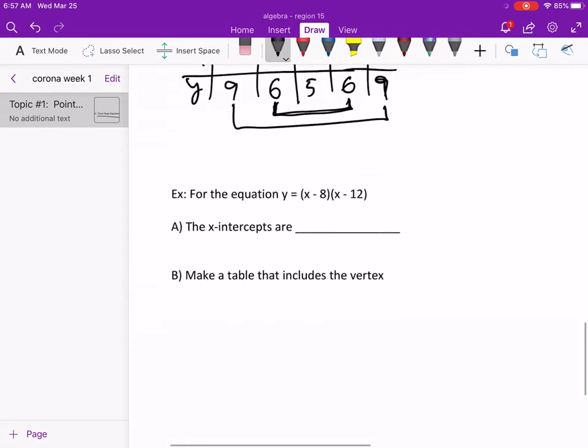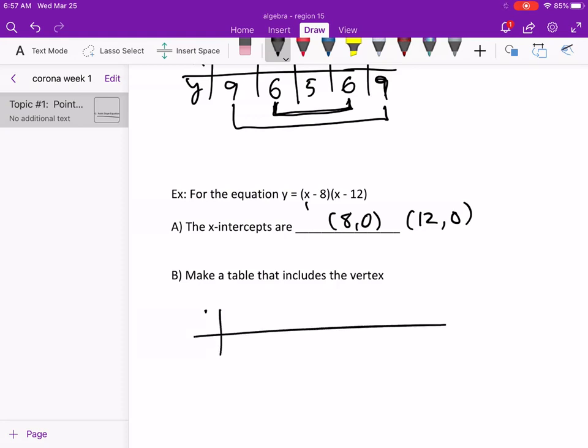For x-intercept form, the x-intercepts, if I plugged an 8 in for x, that would make the right side of the equation 0, or the y value 0. And if I plugged a 12 in for x, that would make the right side of the equation 0, so y would have to be 0, and there's my x-intercepts.